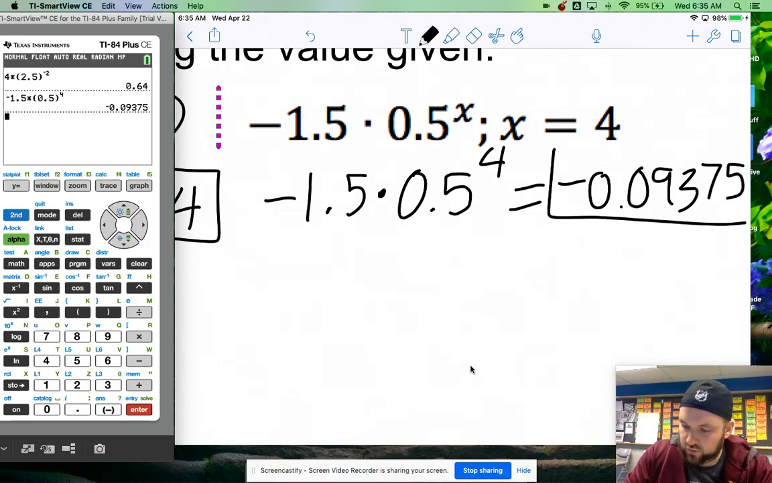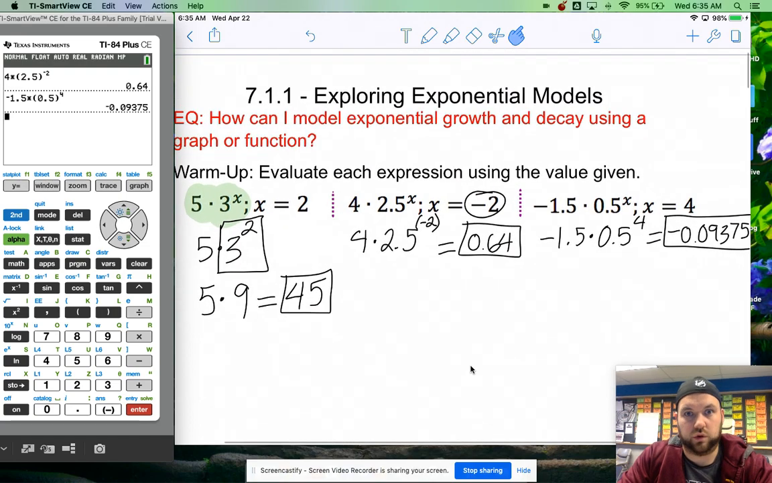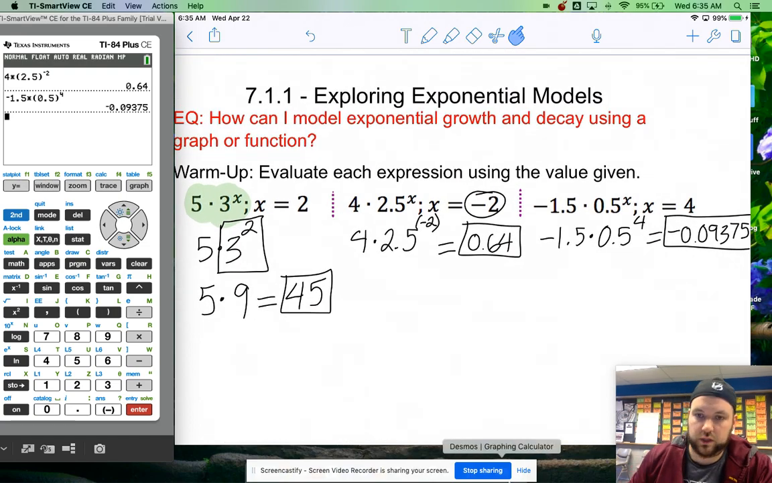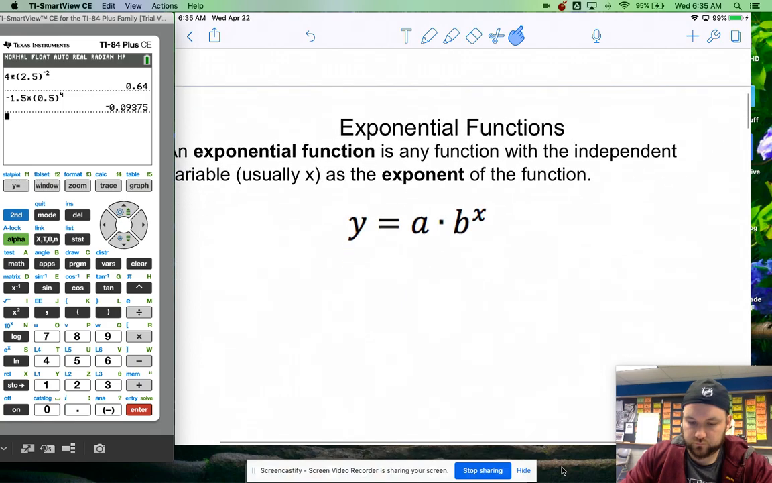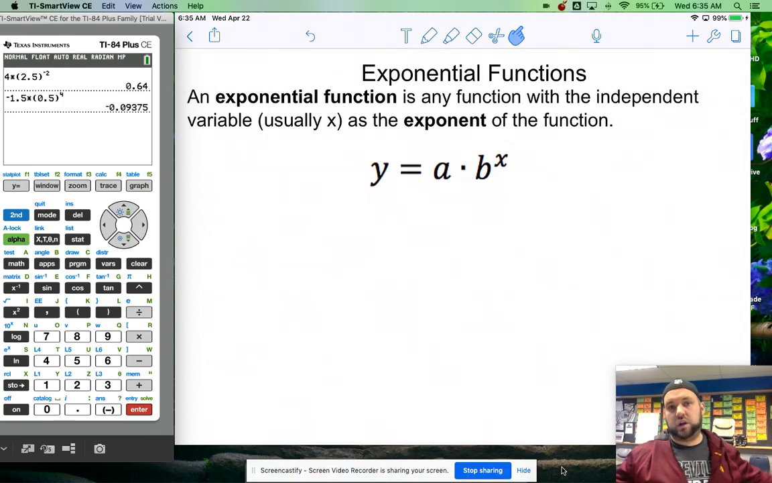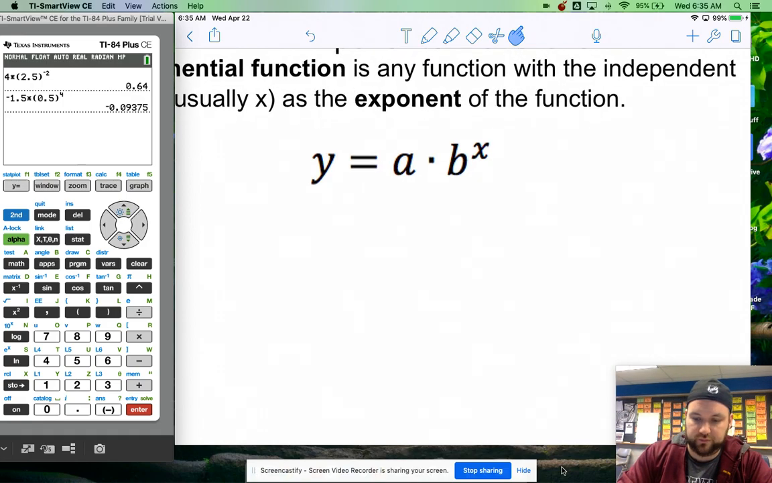So we're going to be dealing a lot with exponents, which is where the word exponential comes from. So just keep that in mind. The definition of an exponential function is any function where the independent variable, and we think in math of the independent variable as being tied to the letter x, is the exponent of the function.